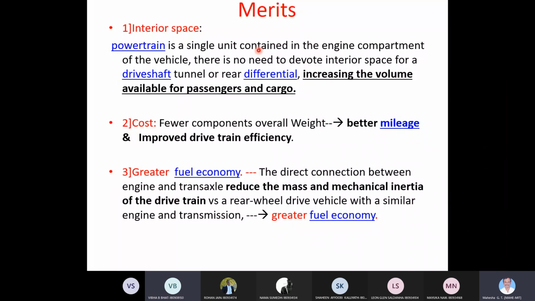I have a doubt. In front engine vehicles, it was said that we don't have any drive shaft tunnel, right? Then why is there a hump in the rear seat in front engine vehicles, sir? That is not at all related to the drive system.